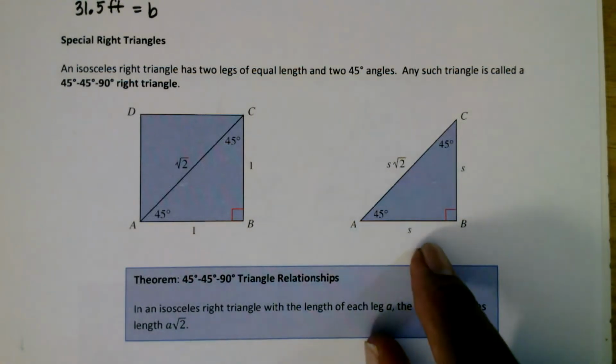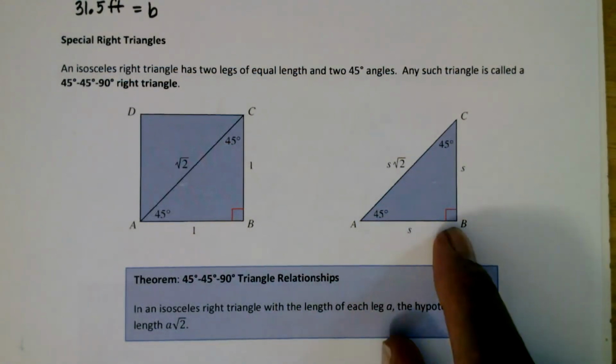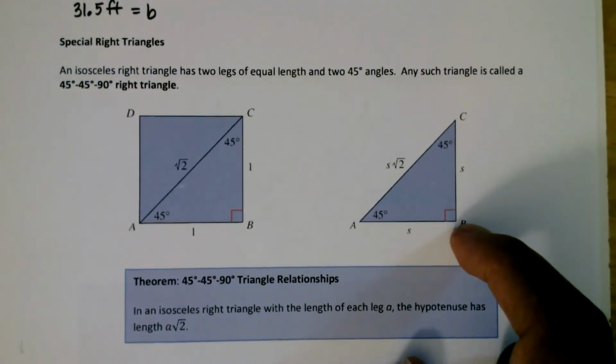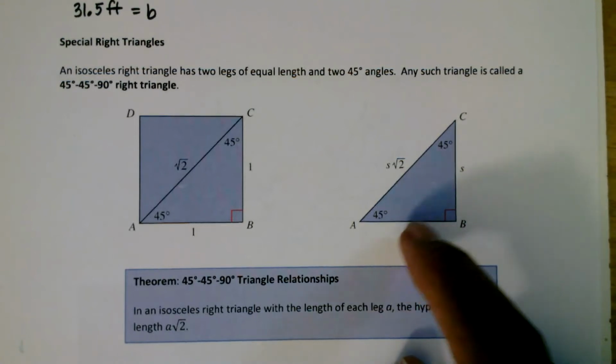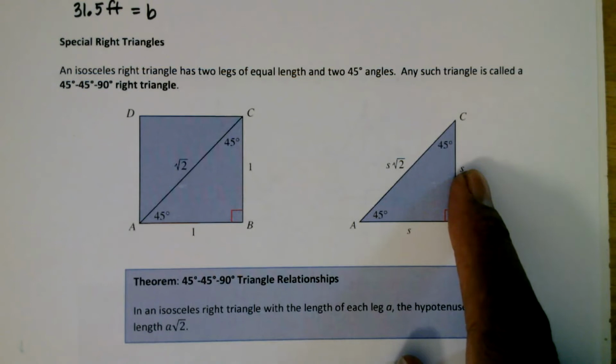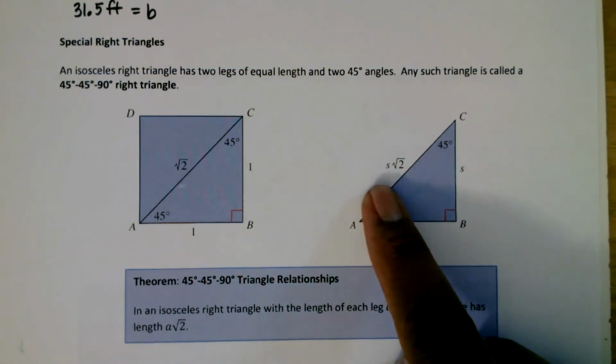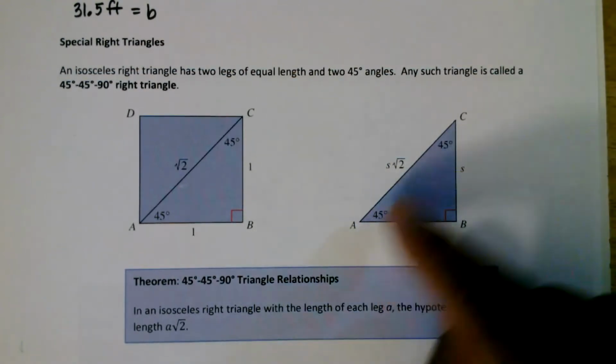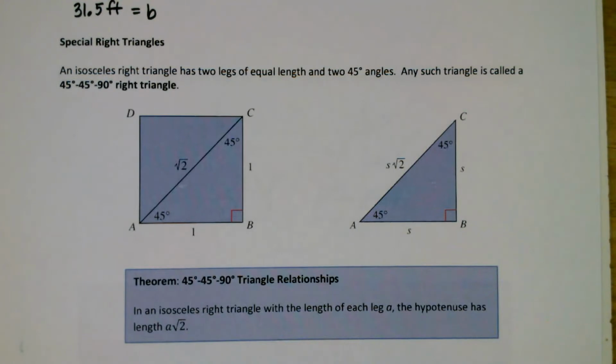Okay, now for this one, let the length of this side be s, and this side also is s. So here, if you did s squared plus s squared, that would be 2s squared. If you take the square root of s squared, it'll just be s, but you're going to have the 2 underneath the radical. So the length of this hypotenuse will be s times the square root of 2, which introduces us to this relationship.